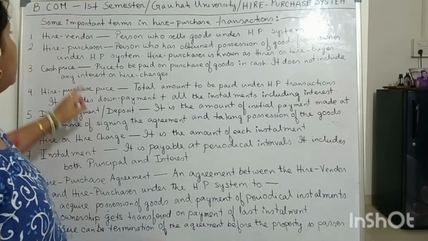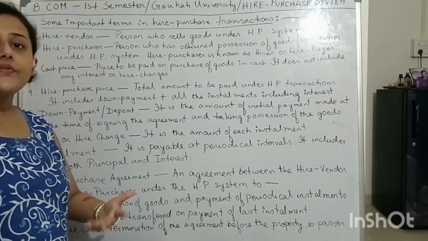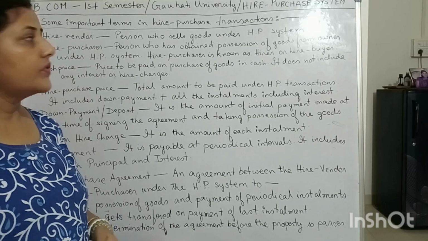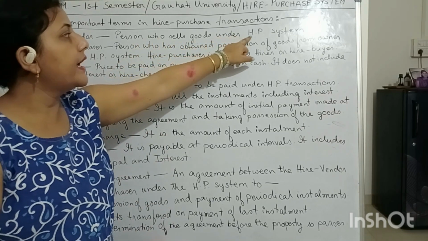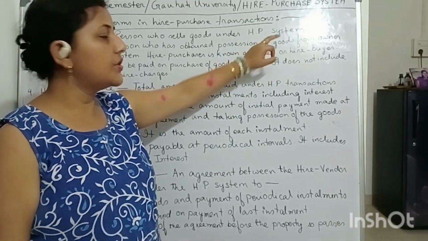So you see here, the first one is hire vendor. Hire vendor means the seller of goods in the hire purchase system. The person who sells goods under HP, meaning hire purchase, under the hire purchase system.